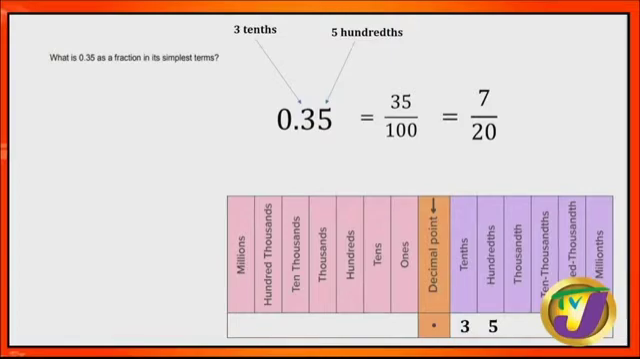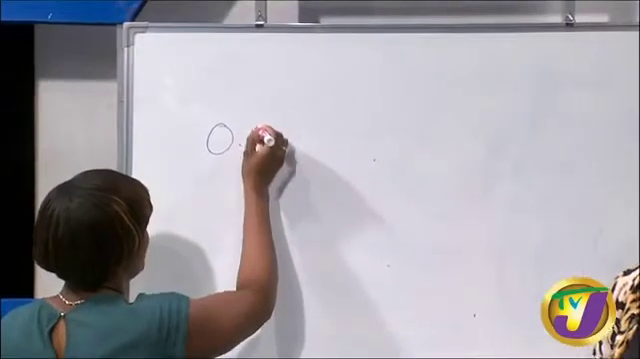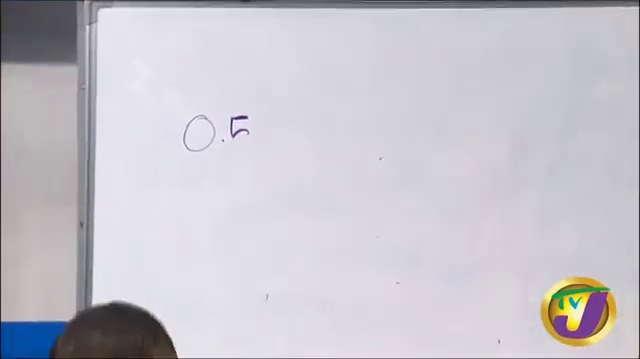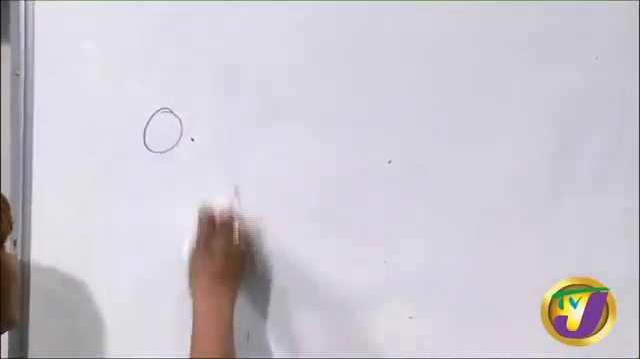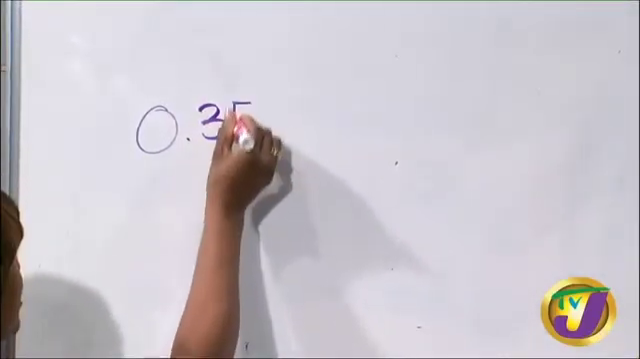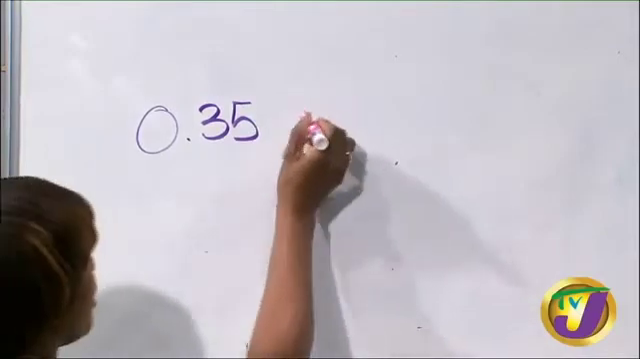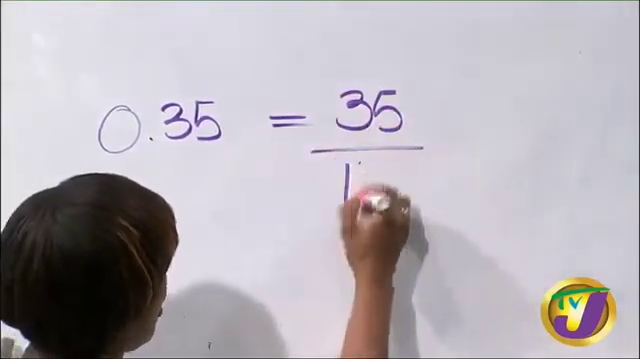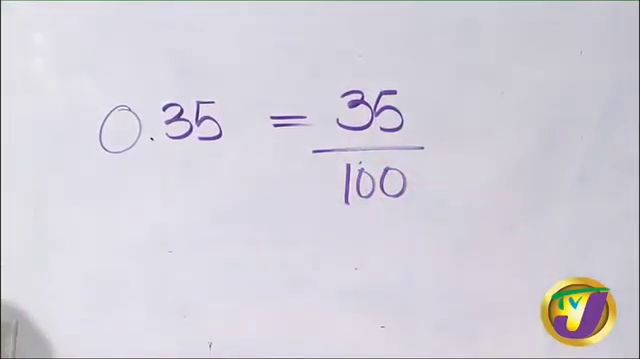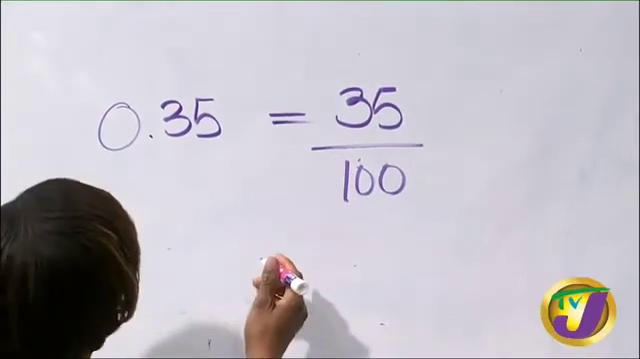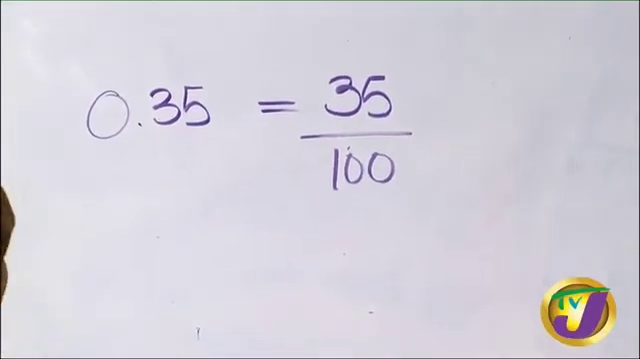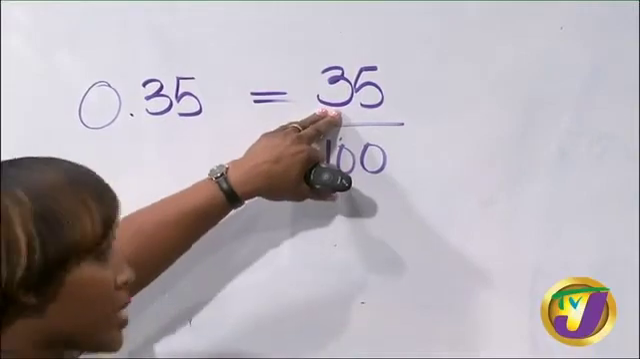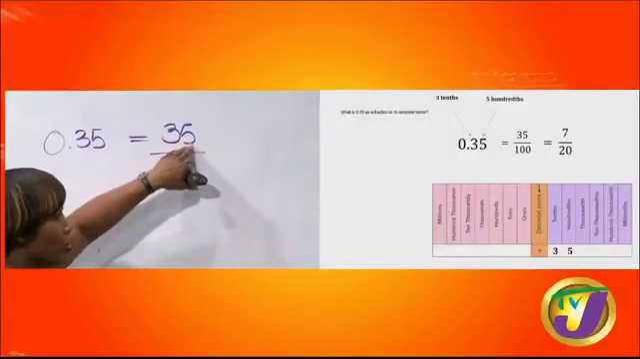All right. So we have 0.35. Remember that number line that we looked at? 0.35 is still a fraction of 1, and it is actually 35 hundredths of the whole. That means our 3 would have been 3/10 and 5/100.